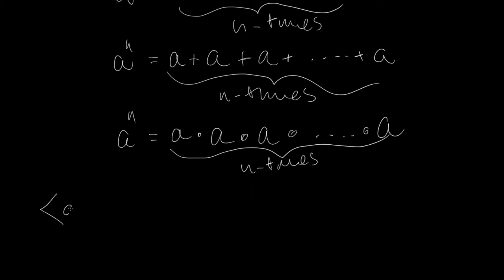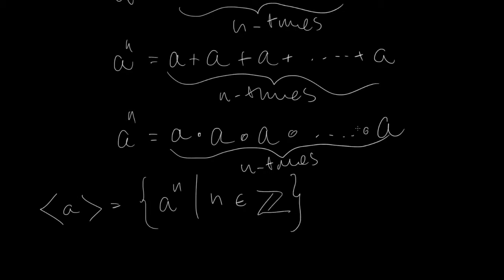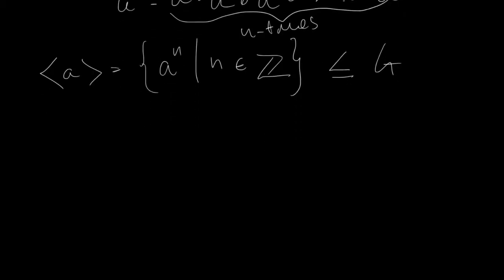Again, let me write it again. It is the set of all integer powers of A. Before I tell you what this is called, I'm going to tell you a nice property and we're going to prove it. If A is an element of G, this is a subgroup of G. No matter what element you pick, if you raise it to integer powers, you will always get a subgroup equipped with the operation of G, obviously. So first, let's prove it.